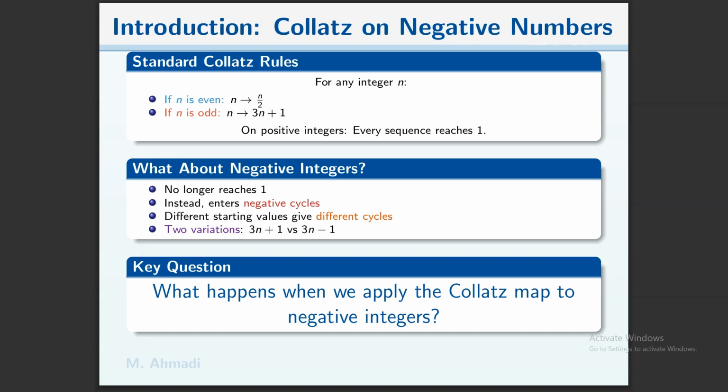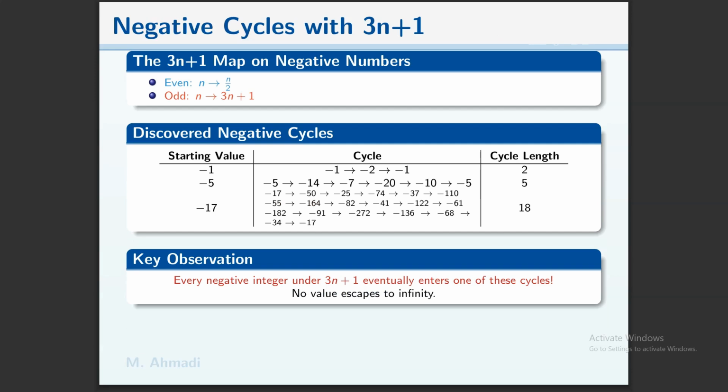Two variations, 3n+1 versus 3n-1, with the negative integers. The key question is what happens when we apply the Collatz map to negative integers? This is the main question that we will investigate.